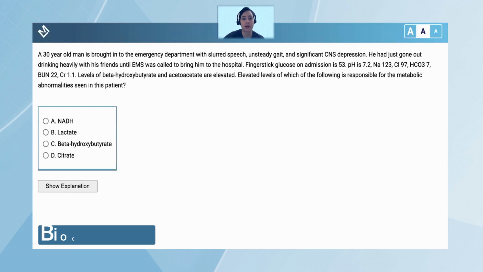Today, we'll be doing a biochem question. So please take a few moments to read the question to yourself and then think about what the right answer might be, and then we'll go over it together.